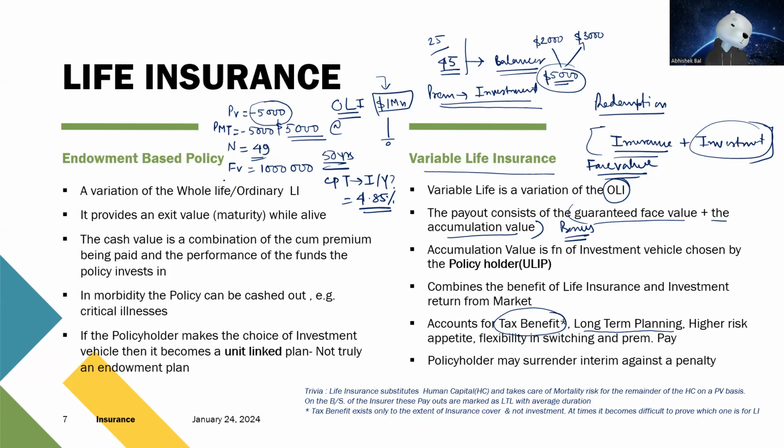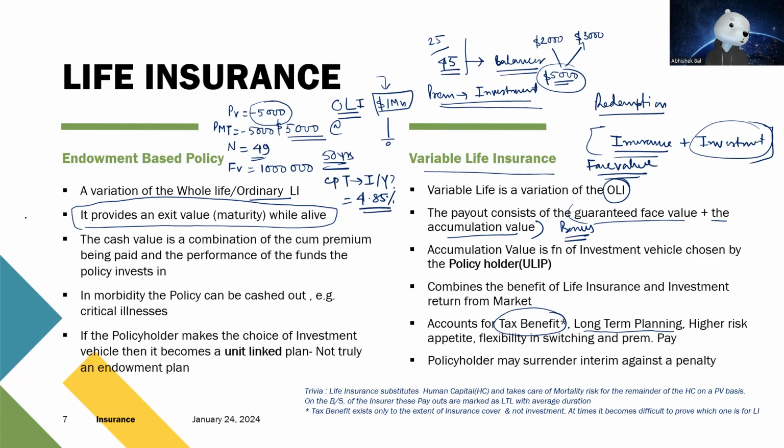Okay, let's now move our focus to the endowment-based policy. An endowment-based policy is again one more variation of the ordinary or the whole life insurance policy itself. But where it differs from the ordinary life insurance policy is that it provides an exit value while alive. We talked about the ordinary life policy or the whole life policy where the redemption can only take place at the death of the policyholder. However, in an endowment-based policy and also in a variable life insurance policy, the policyholder may exit the insurance policy midway and take out his corpus. It's possible, right?